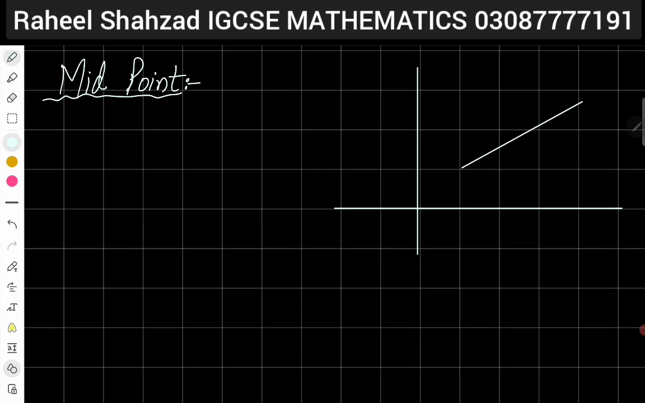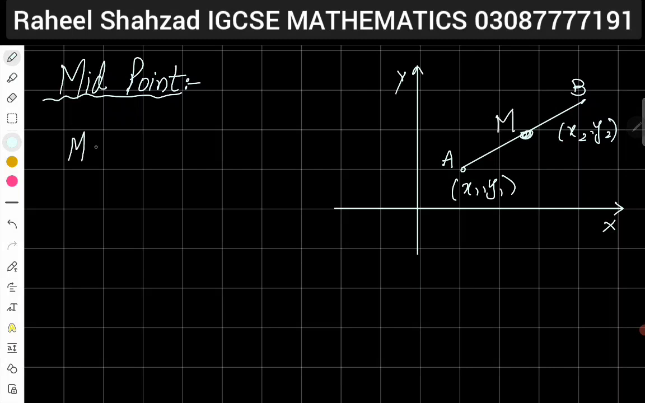Okay, after this is midpoint. So midpoint is a point that is lying exactly halfway between x and y. So this is x and this is y. This is point A, this is point B, right? So A is the point with x1 and y1. B is the point x2 and y2. So midpoint is a point that is lying exactly halfway between 2 points.